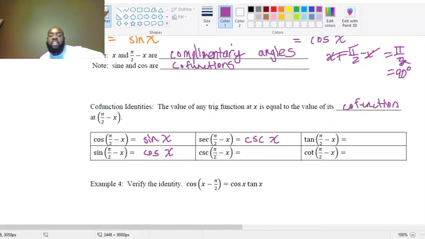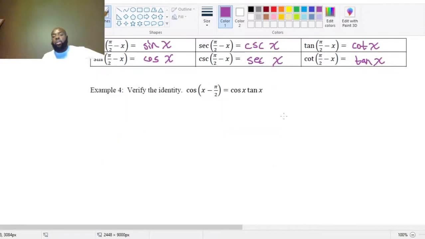The cosecant at this angle is going to be equal to the secant at its complement, which is x. And the same thing happens for tangent and cotangent. So this will be cotangent of x, and this will be tangent of x. And so last but not least in this video, we're going to verify this identity.